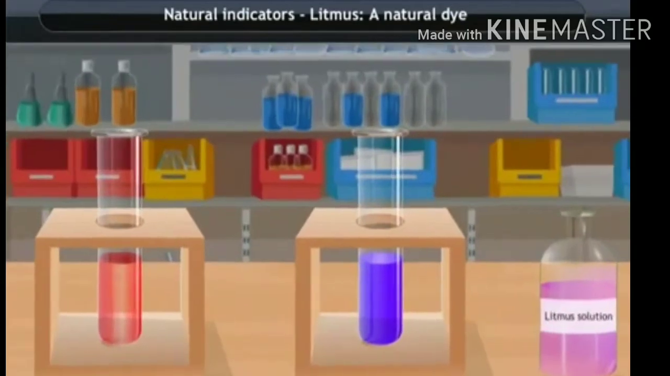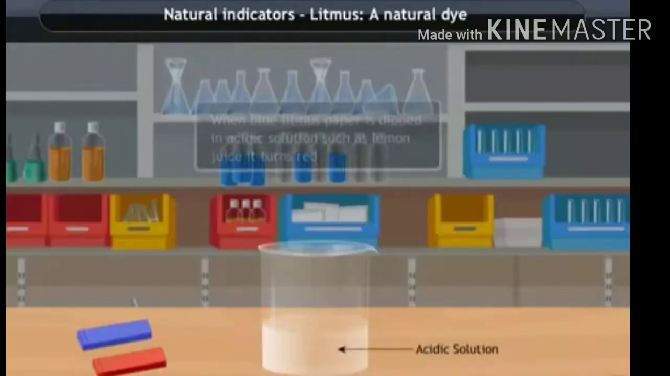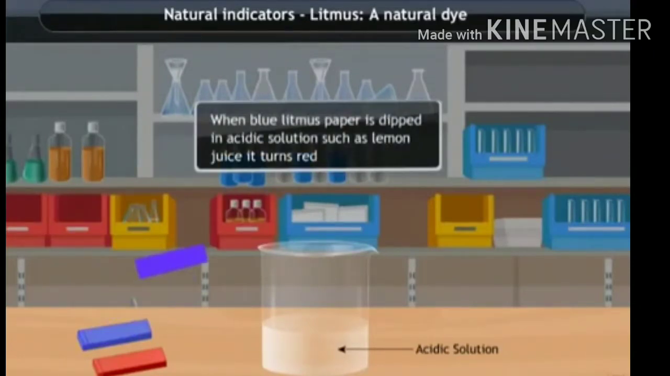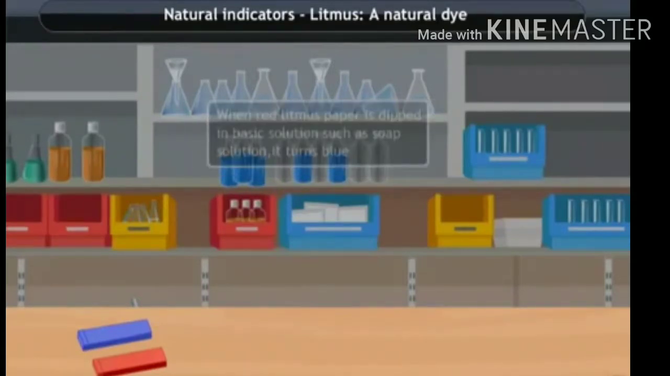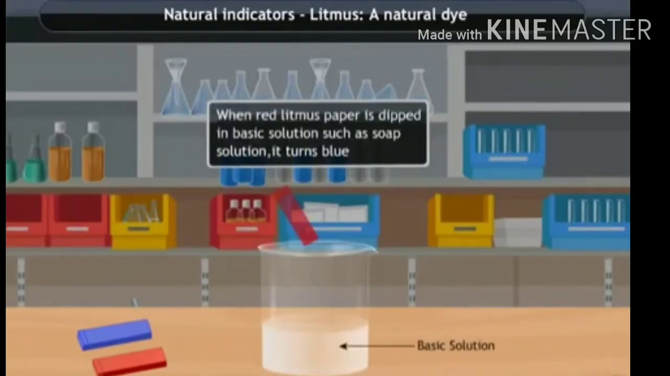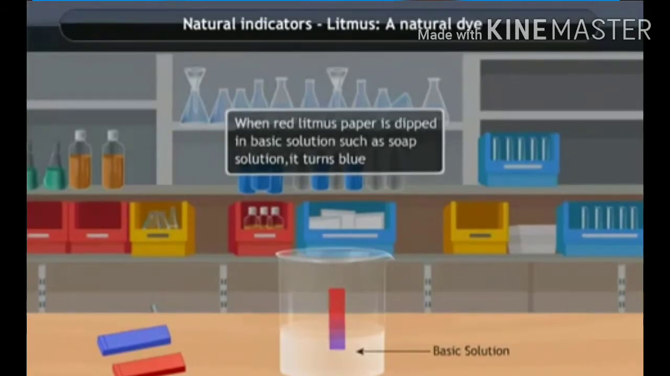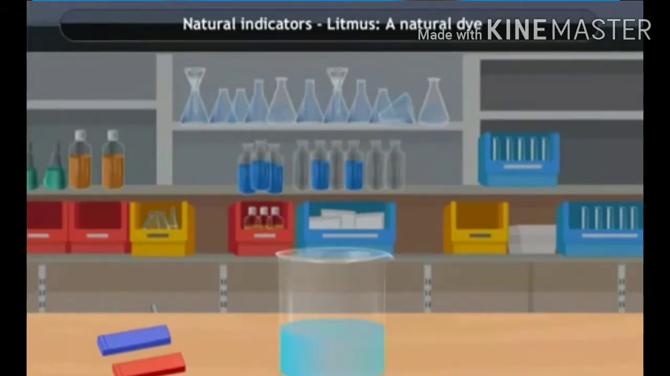What about the blue litmus? When blue litmus paper is dipped in acidic solution, such as lemon juice, it turns red. When red litmus paper is dipped in basic solution, such as soap solution, it turns blue. What if litmus paper is dipped in neutral solution? Answer is easy. The color of litmus does not show any change in the solution. This is because these solutions are neither acidic nor basic.